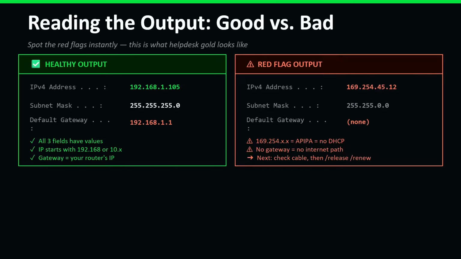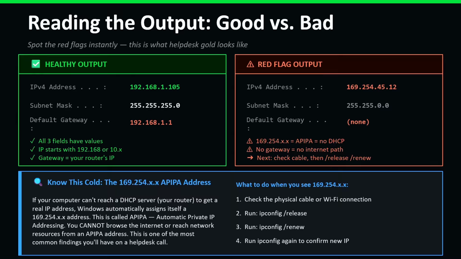So the big question here is, what do you do when something like this happens? Step 1 is you check the physical connection. Is the cable plugged in? Is the Wi-Fi connected? That's almost always going to be the culprit in these cases. Then you'll probably want to run IPCONFIG/release and IPCONFIG/renew to force the computer to request a fresh IP. We'll cover those in future videos.